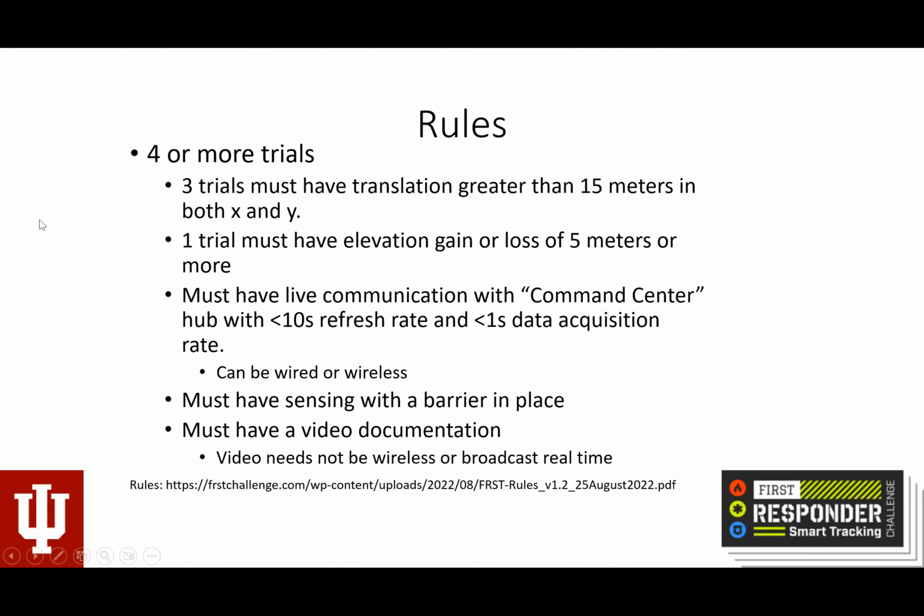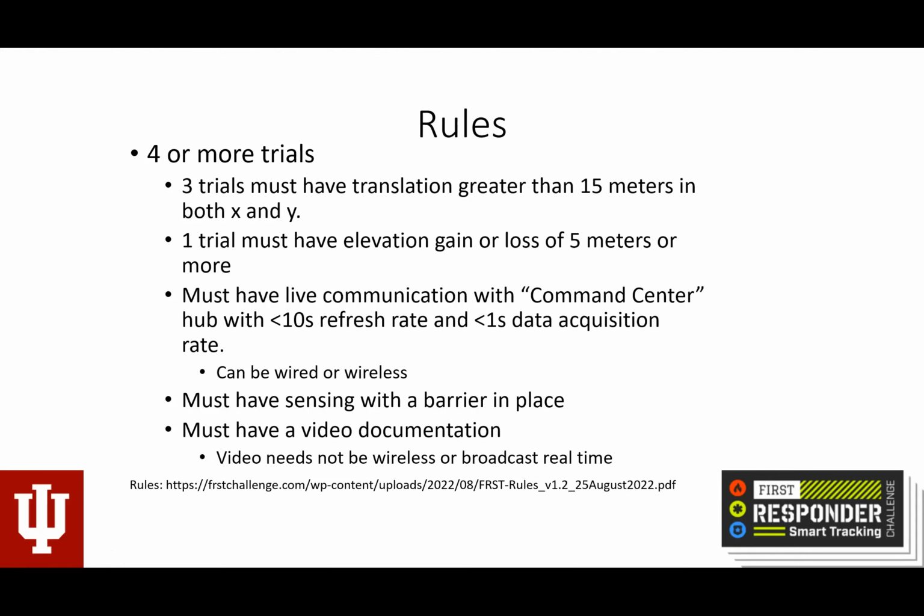Great, so the rules. So these are the rules that are actually required. We have a recommended testing script, but these are the specific rules that the testing script was built around. So the rules, we want to see 4 or more trials of your technology working. So 3 trials must have a translation greater than 15 meters in both X and Y axis. And 1 trial must have an elevation gain or loss of 5 meters or more.